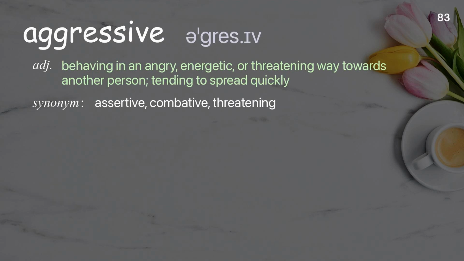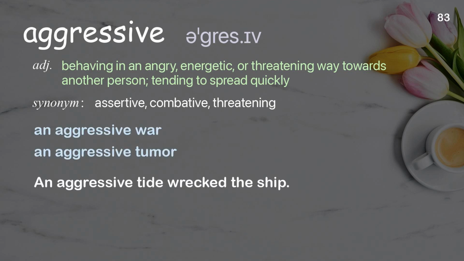Aggressive. Behaving in an angry, energetic, or threatening way towards another person, tending to spread quickly. Examples: An aggressive war. An aggressive tumor. An aggressive tide wrecked the ship.